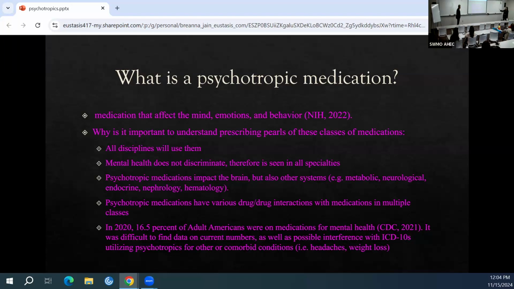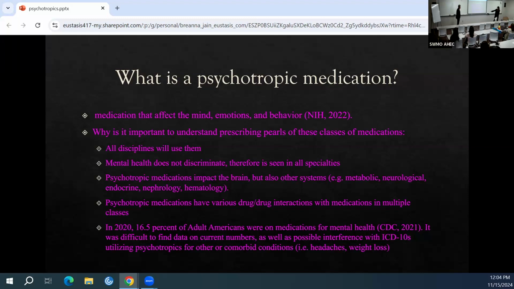Side effects of these medications, as well as certain mechanisms of action, can affect the metabolic system, the neuroendocrine system, nephrology, hematology, basically, well, not oncology, but most of them. And there are a lot of drug-drug interactions that you need to be aware of.